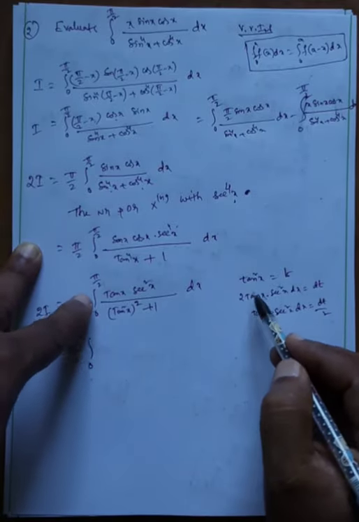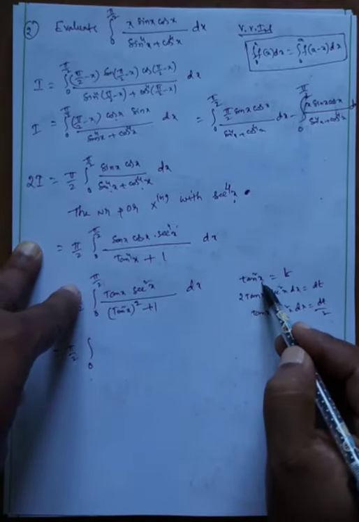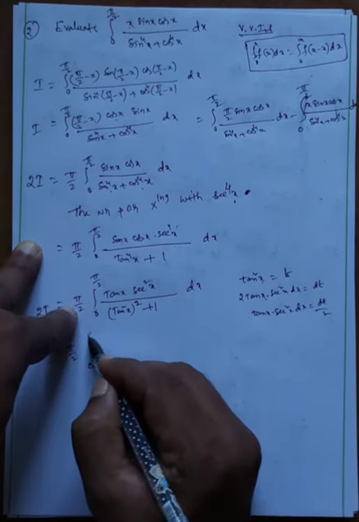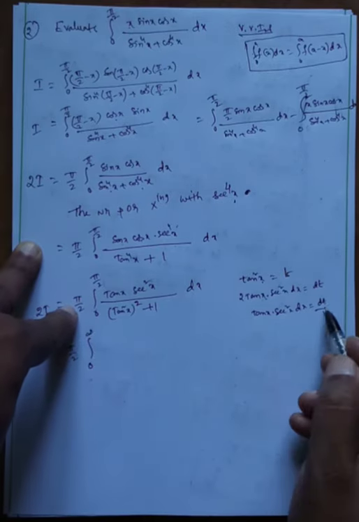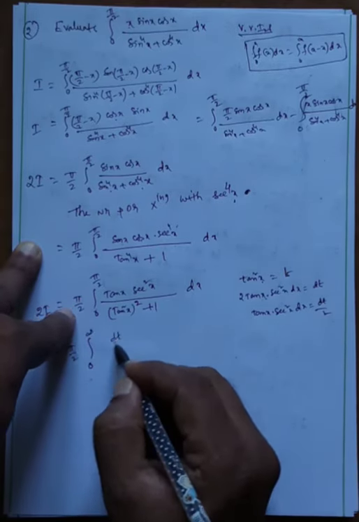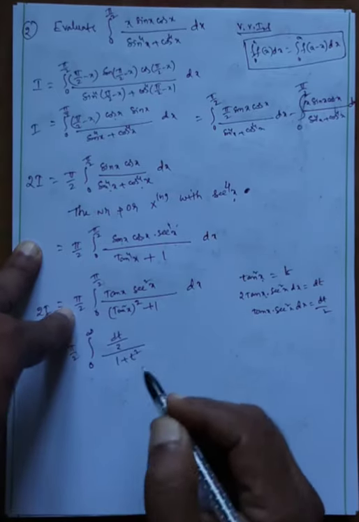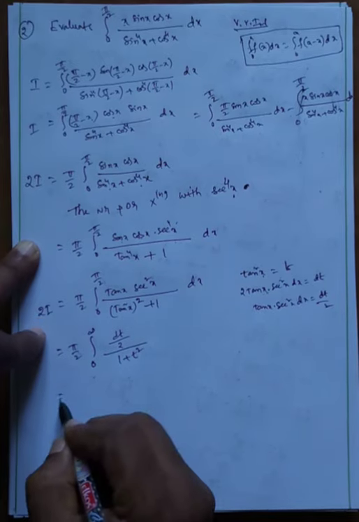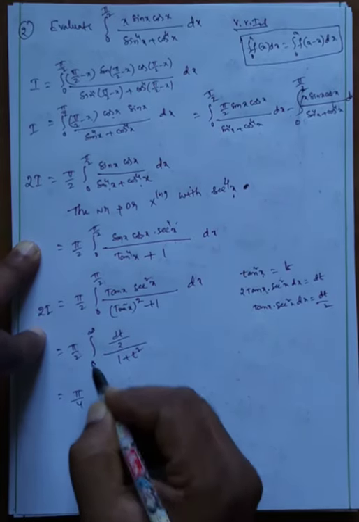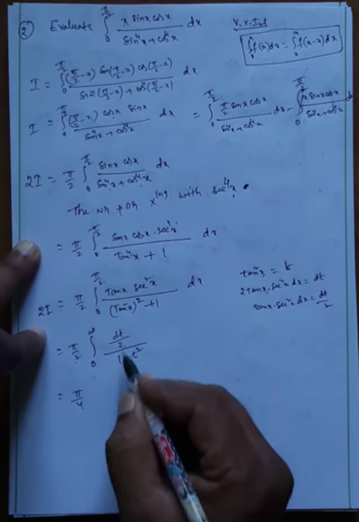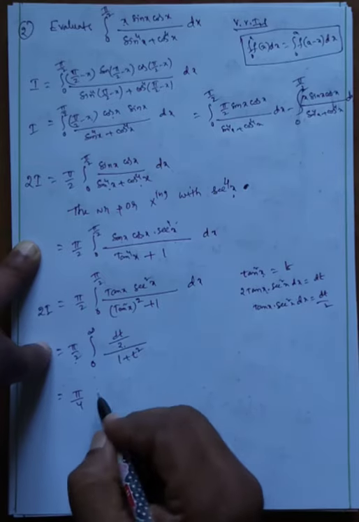is 0, and 90 means tan 90 is infinity, square means infinity. Tan x into secant square x means dt by 2, by this is t square plus 1, means 1 plus t square. Okay, my dear students, that is equal to pi by 4, 2 into 2, pi by 4, integral of 1 by 1 plus t square, that is equal to tan inverse of t.